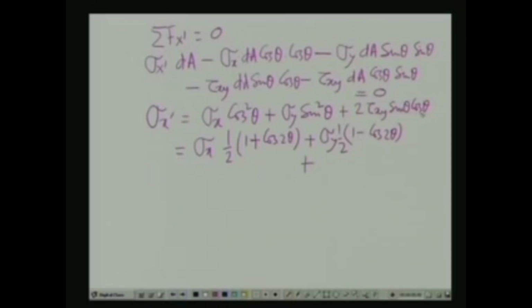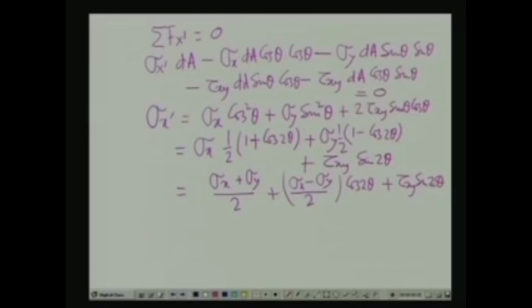Plus twice sin theta cos theta, if we write as sin 2 theta, then tau x y sin 2 theta. So, this is equals to, we can write as sigma x plus sigma y by 2, taking this part, plus sigma x minus sigma y by 2 cos 2 theta plus tau x y sin 2 theta. So, this is the stress in the x direction, normal stress sigma x dashed, which is written in terms of the stresses sigma x, sigma y and tau x y.